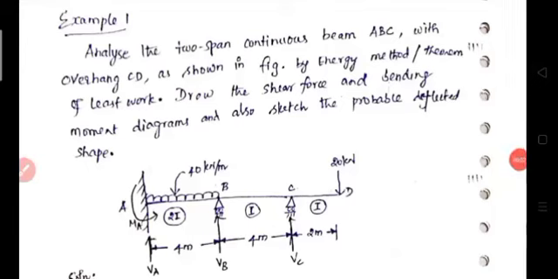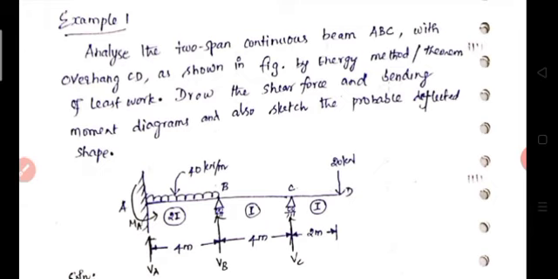Well, let me start with example 1. Analyze the two-span continuous beam ABC with overhang CD as shown in the figure by the energy method or theorem of least work. Draw the shear force and bending moment diagram and also sketch the probable deflected shape.